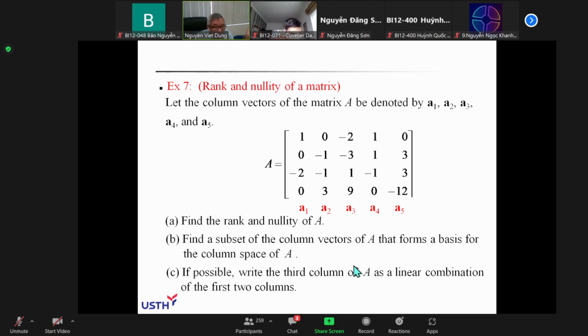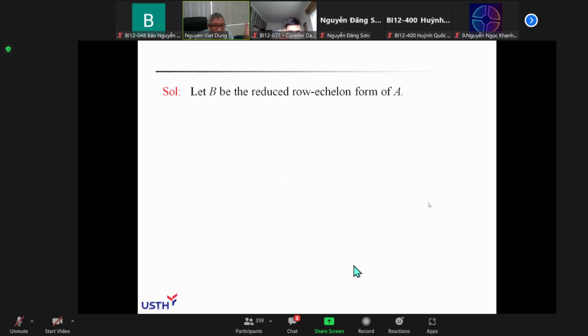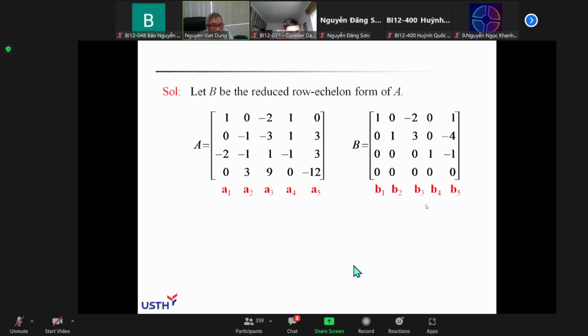Of course, you know how to do it. To find the rank and the nullity of A, you can do as follows. You apply Gauss-Jordan elimination to transform A into B. Now B is already in the row echelon form, like that. Even it is reduced row echelon form.